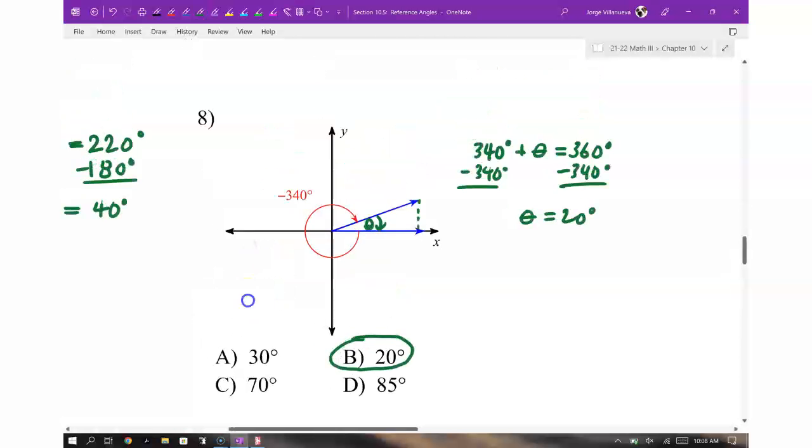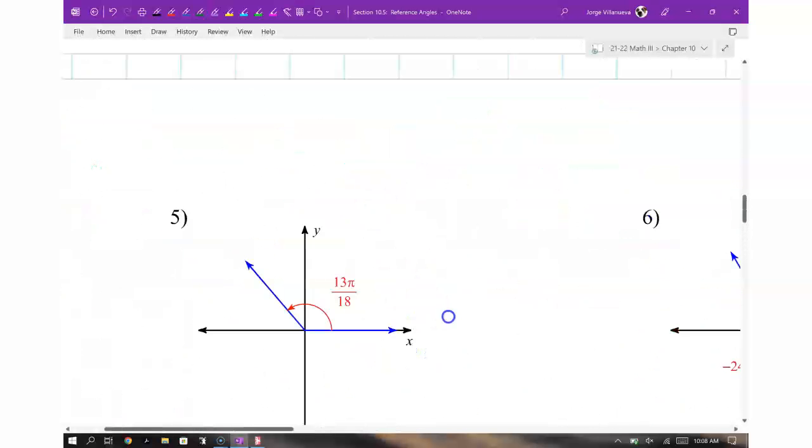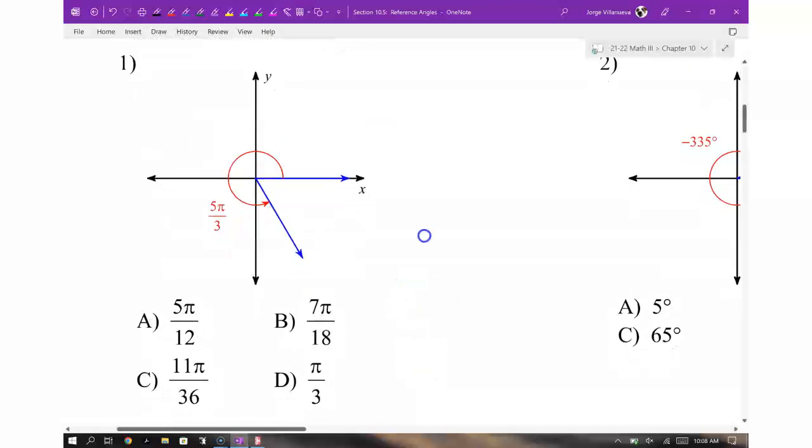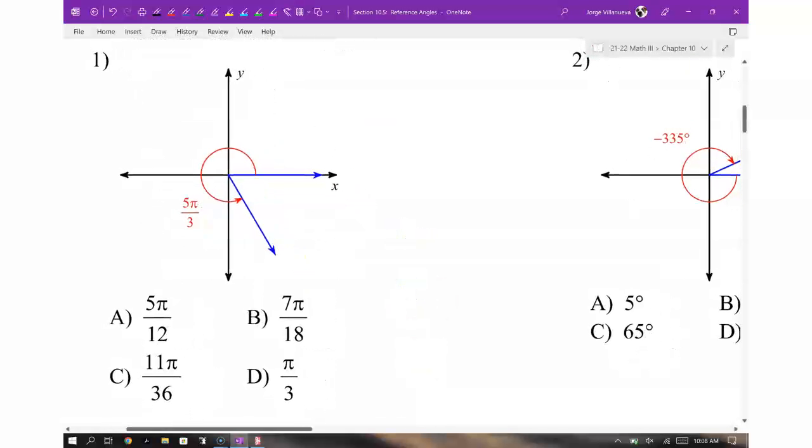So let's go to number 1. I think number 1. Yeah, so look at number 1. So my reference angle is here. And right now, I'll wait for you guys to draw this. But here's my reference angle right there. All I need to know is what is 5 pi over 3.